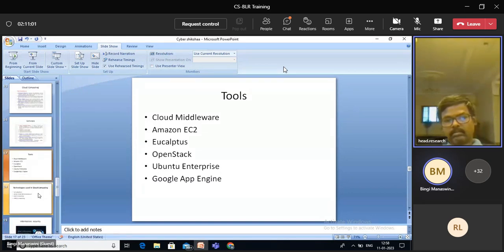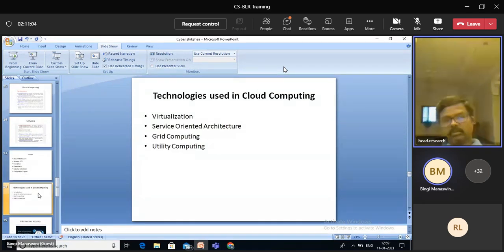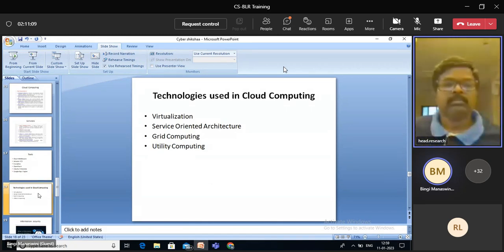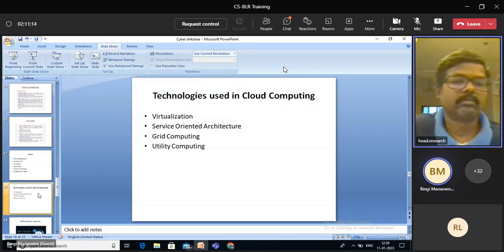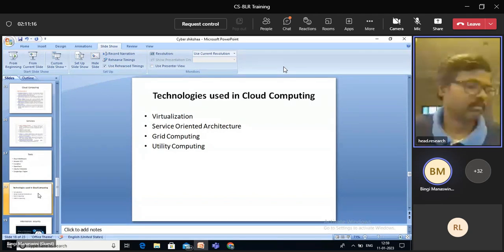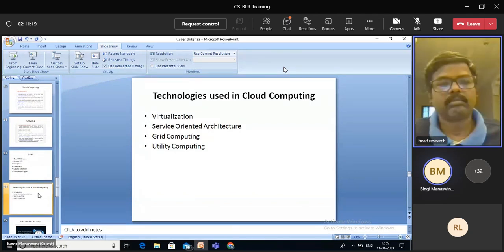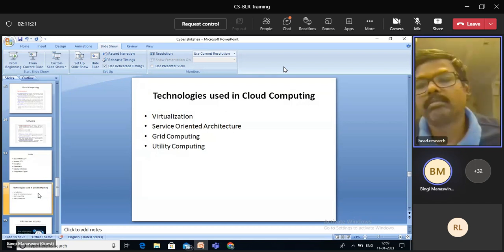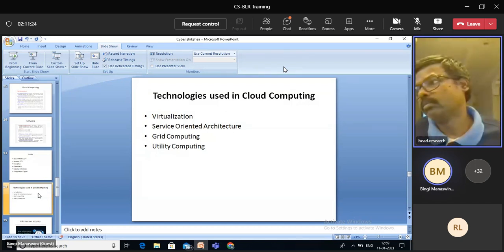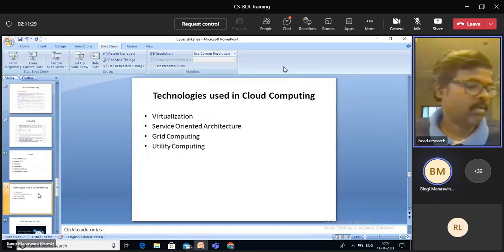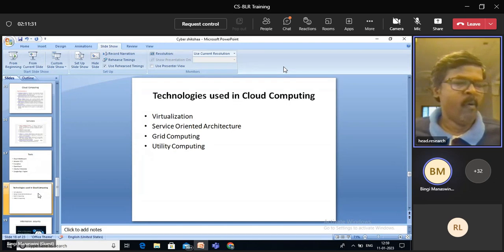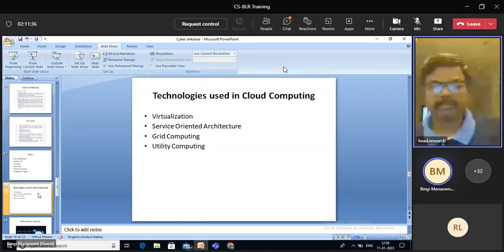These are the technologies regarding cloud computing: virtualization, service-oriented architecture, hybrid computing, and utility computing. Virtualization is the process of creating a virtual device environment to enable multiple activities to run on a similar server. It can be a virtual version of storage devices, networks, and name servers. And then service-oriented architecture: we can use services of the cloud according to the need of the user.